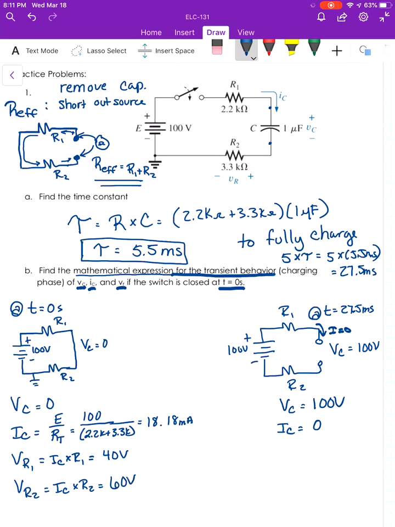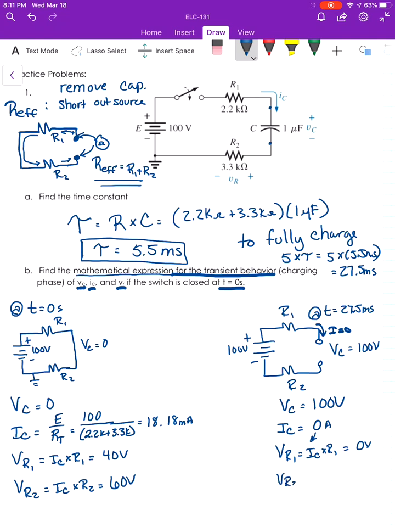And when we look at the end, where we've got after 27.5 milliseconds, VR1, it's still going to be IC times R1. It's still Ohm's law. But IC is actually 0, so the voltage there has to be 0 as well.